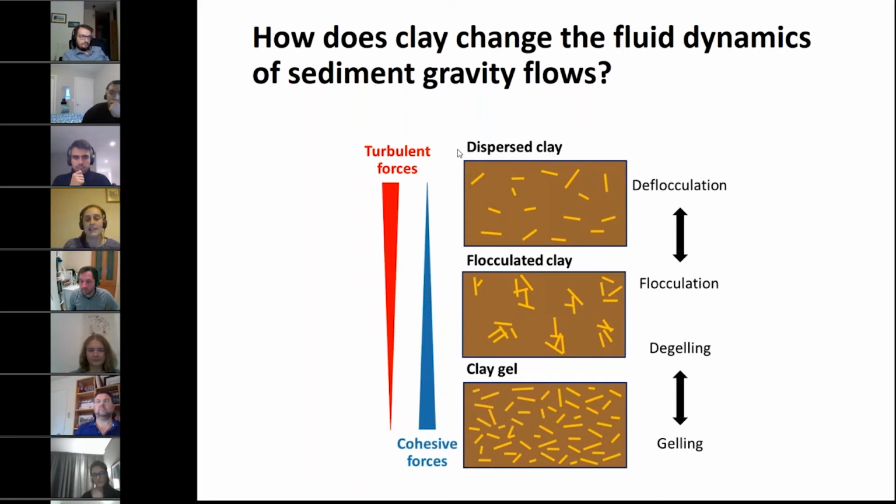What's important to say is that this is a dynamic system, so we can move up and down this diagram. So if we were in the clay gel regime, but then our flow started to accelerate and move down a steeper slope, turbulent forces could start to break up the clay gel and we could start to move back up the diagram.